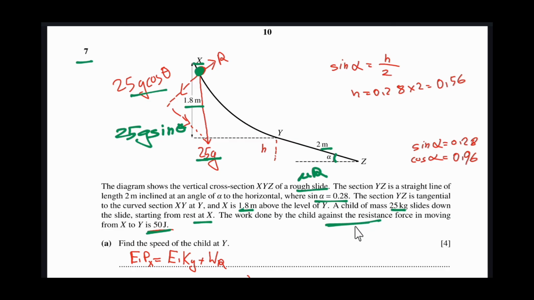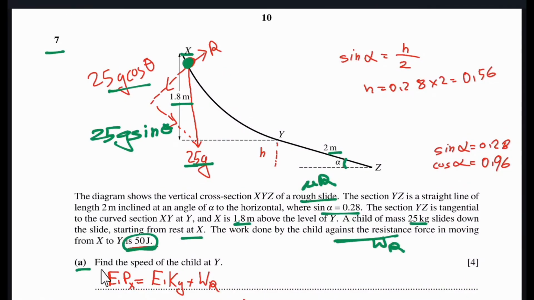So work done against resistance, that is WR, is 50 joules. Part A: find the speed of the child at y. So we need to find the speed of the particle, or the child, at y, and the child is represented by this point.